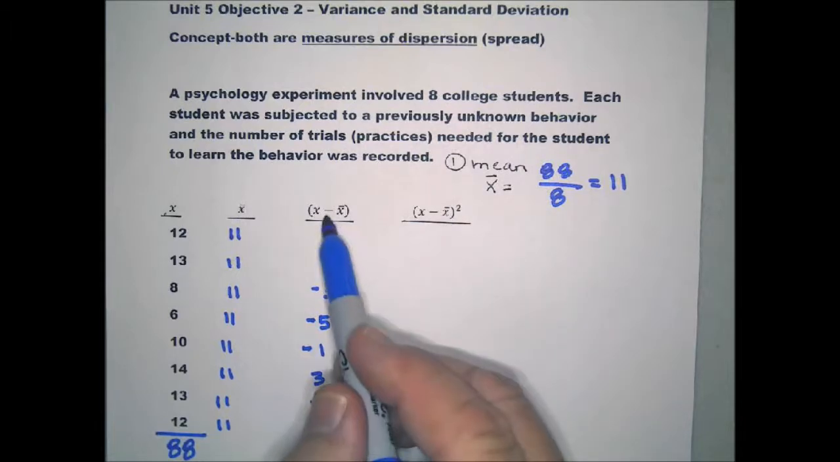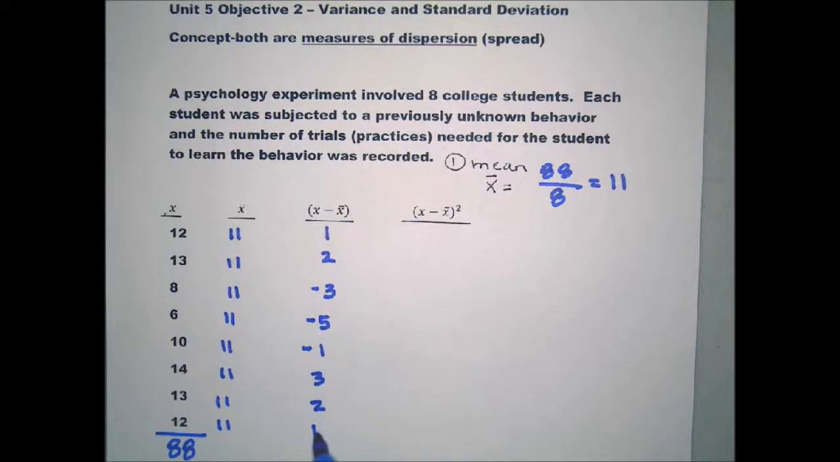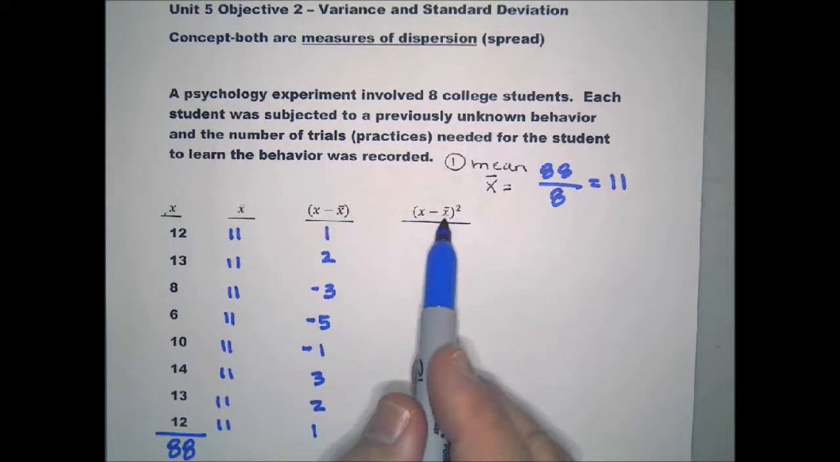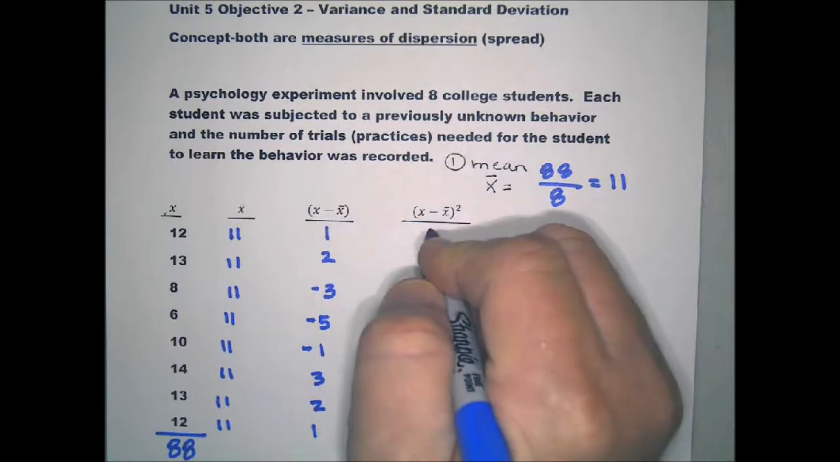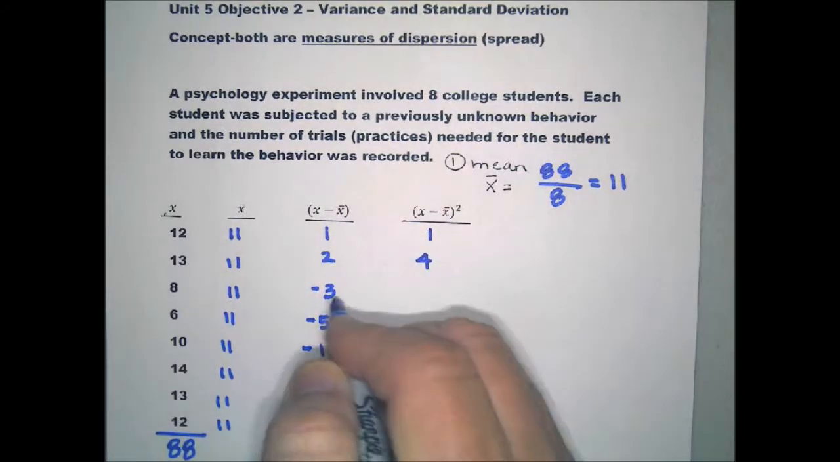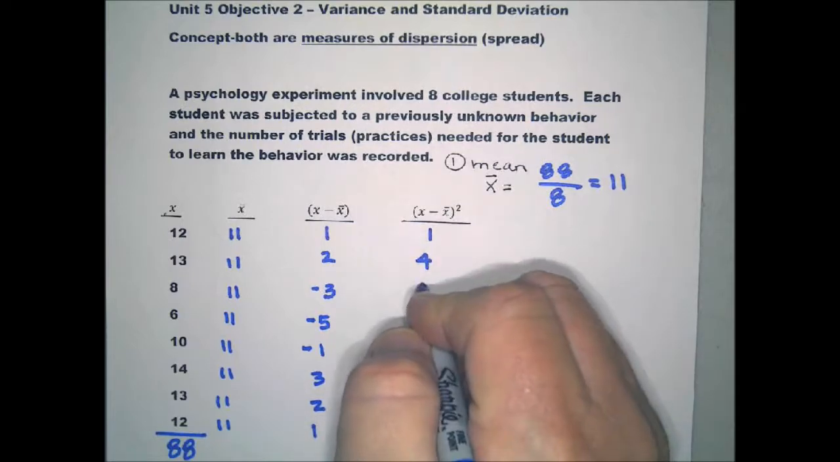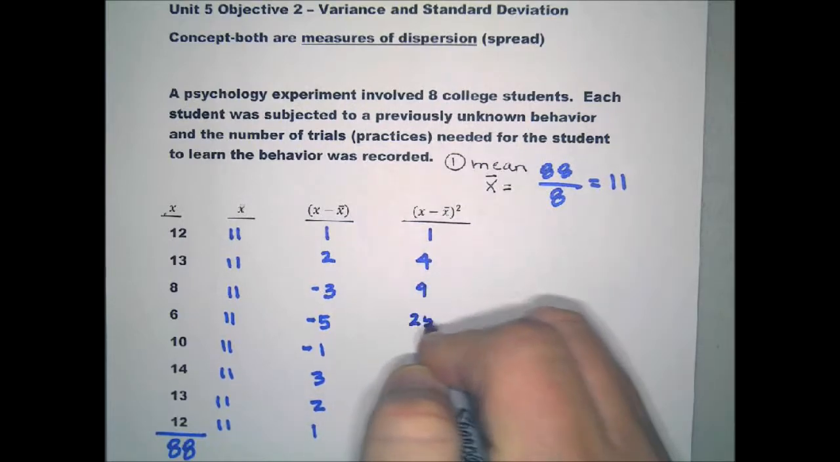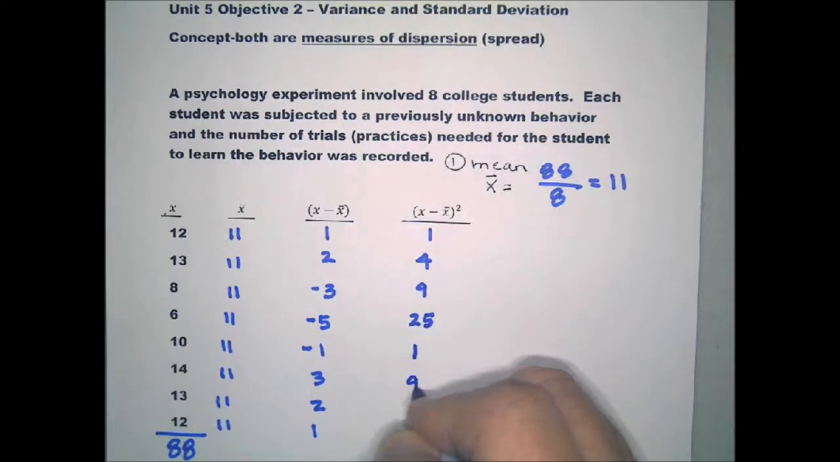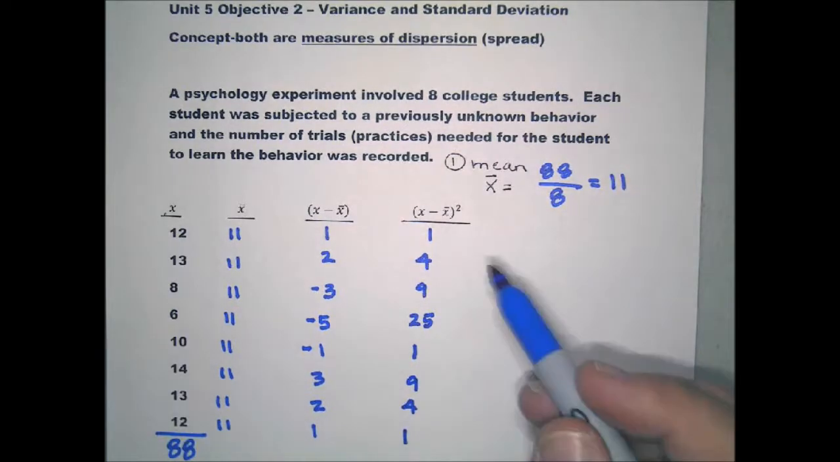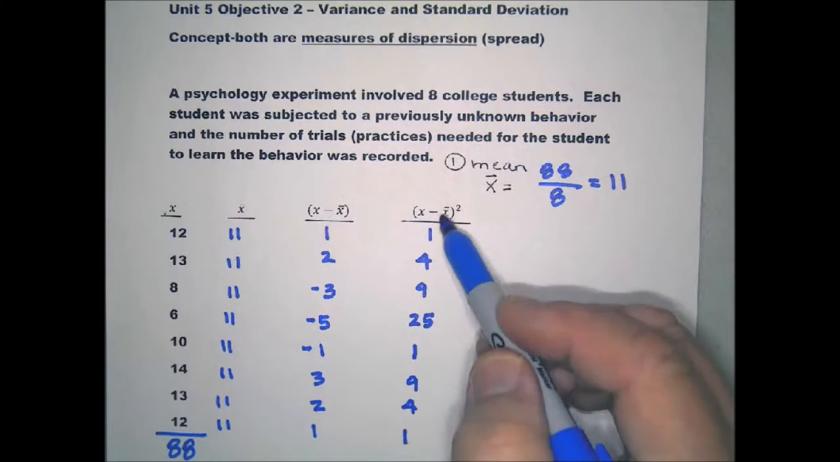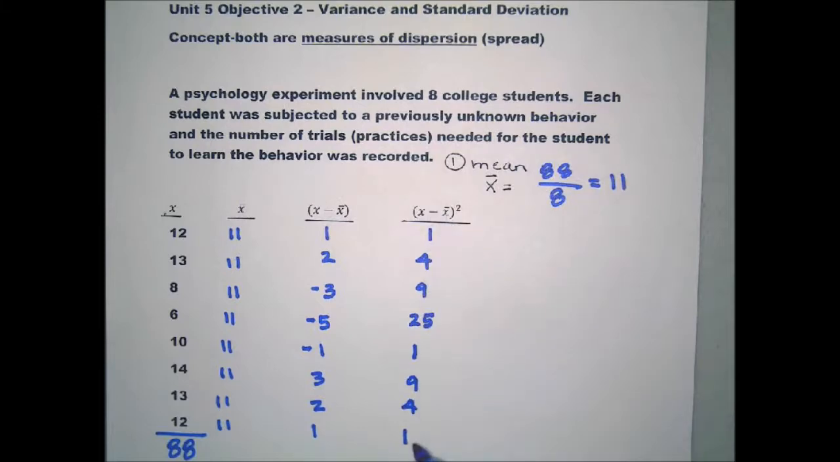Now you can tell by this column heading, the next thing you're going to do is square every one of these differences that you discovered. The only difference between this column and that column is the square. So 1 squared is 1, 2 squared is 4, negative 3 squared, you're going to lose the negative because it becomes positive 9, 25, 1, 9, 4, 1. Now the next thing you're going to do is sum this last column, and you're going to get the sum of all those numbers. So when we do that, it's 54.